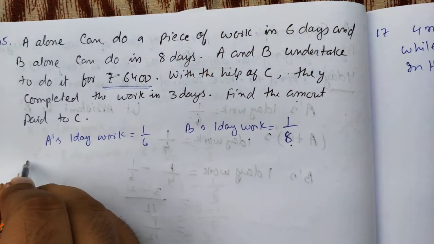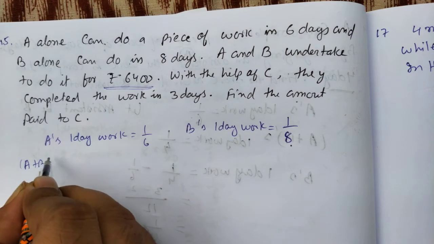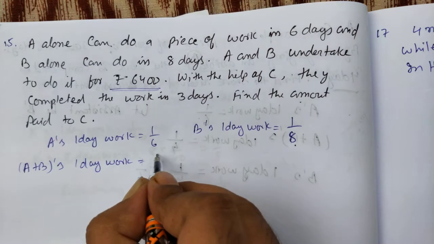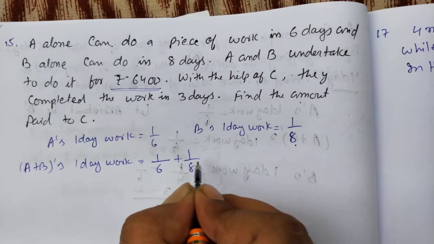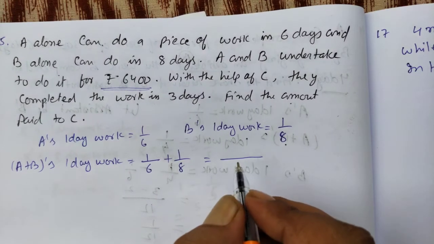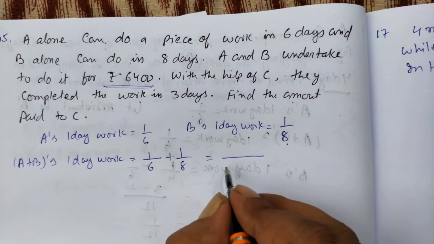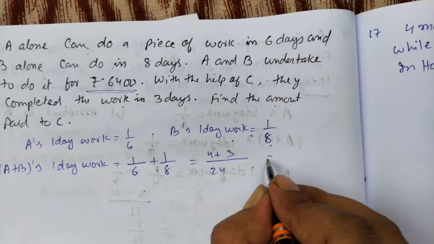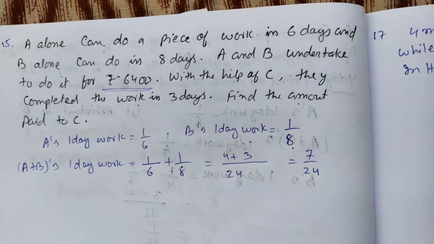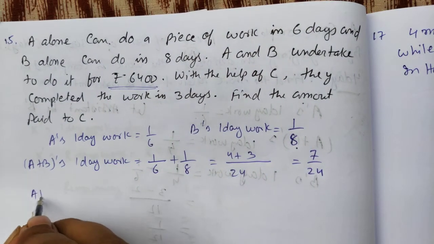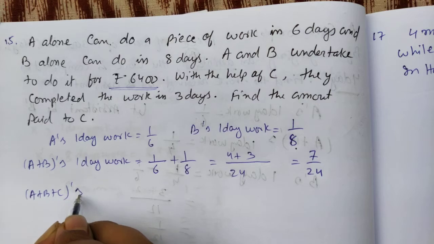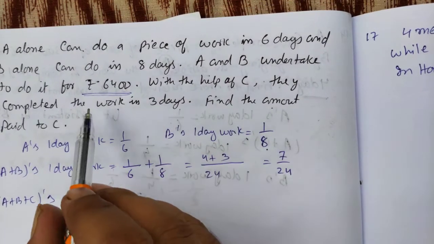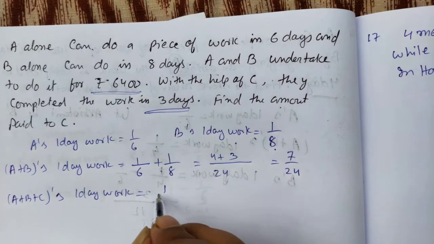So first combine A plus B. 1 by 6 plus 1 by 8. So LCM is 24. We get 7 by 24. And if A plus B plus C work together, they finish in, sorry, not 8 days, 3 days. That means 1 day work will be 1 by 3.